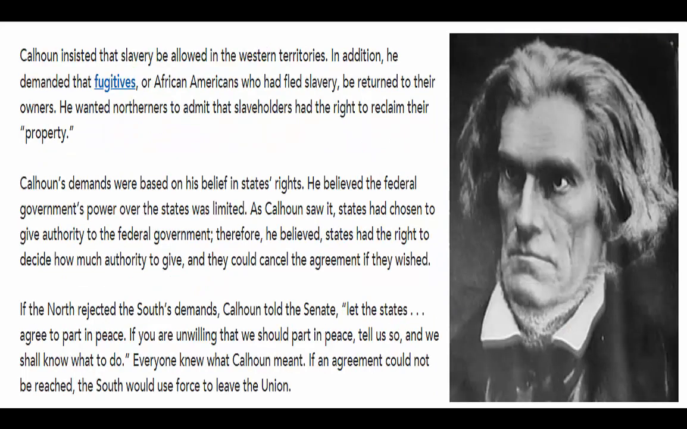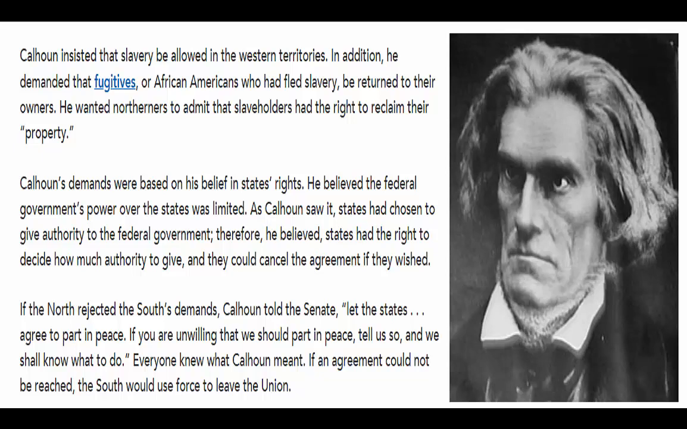Calhoun insisted slavery be allowed in the Western territories. In addition, he demanded that fugitives, or African Americans who had fled slavery, be returned to their owners. He wanted Northerners to admit that slaveholders had the right to reclaim their, quote, property. Calhoun's demands were based on his belief in states' rights. He believed the federal government's power over the states was limited.